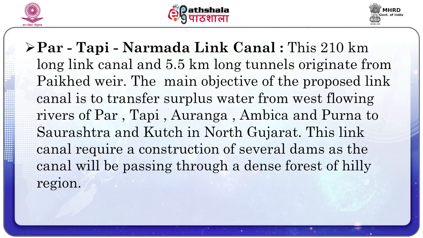The proposed link canal of Par Tapi Narmada, with a 210 km length and 5.5 km long tunnels, originates from Paikhed Weir. The main objective of the proposed link canal is to transfer surplus water from west flowing rivers of Par, Tapi, Auranga, Ambika and Purna to Saurashtra and Kutch in North Gujarat. This link canal requires the construction of several dams, as the canal will be passing through dense forest of hilly regions.